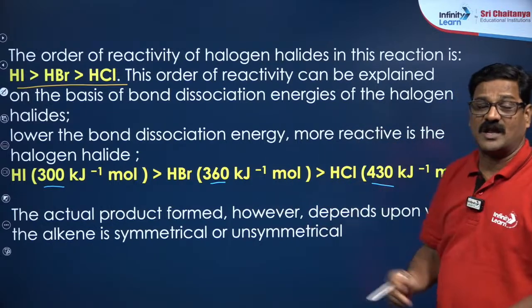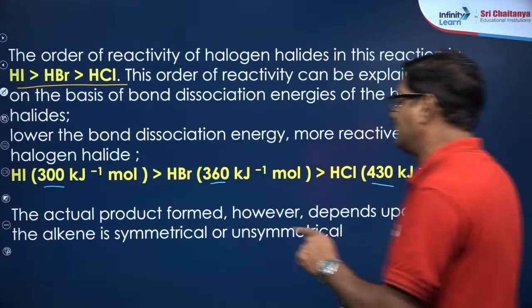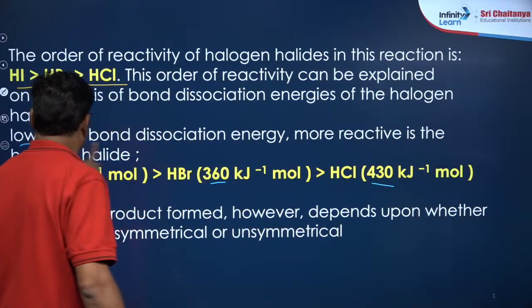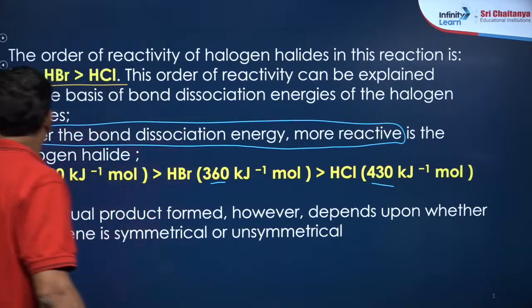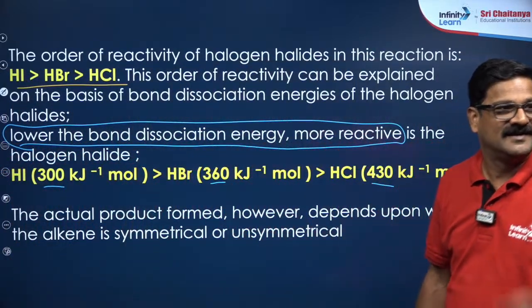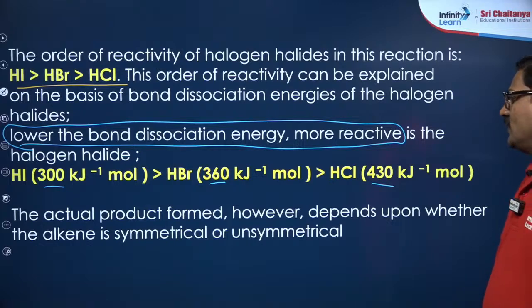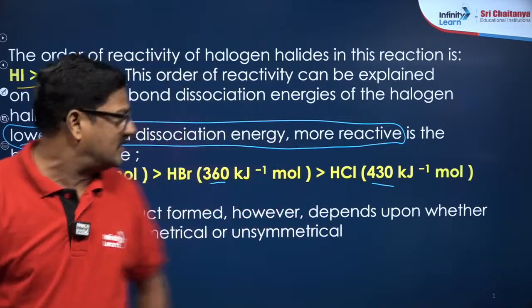Not only hydrogen halides, you can use this throughout chemistry. This particular line is the key: the more reactive. Anywhere in chemistry you can use this. Fine. So the actual product formed, however, depends upon whether the alkene is symmetrical or asymmetrical.